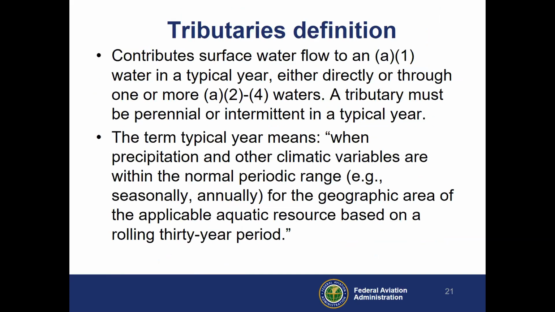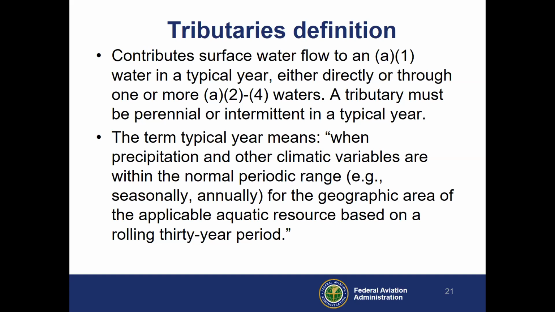The tributaries definition. Changes to the rule include that tributaries that are ephemeral or flow only in response to rainfall events are not considered jurisdictional. Tributaries do not lose their jurisdictional status if they contribute surface water flow to a downstream jurisdictional water in a typical year through a channelized non-jurisdictional surface water feature. So, what does a typical year mean?